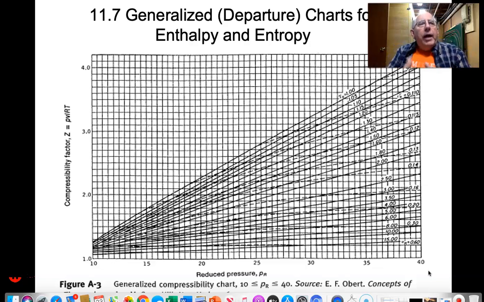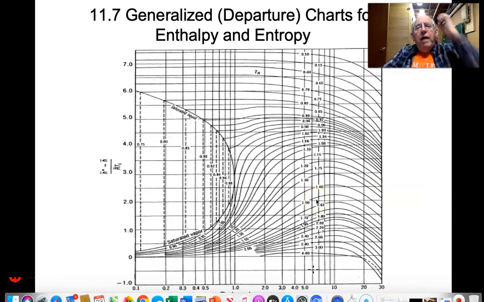And again, when I say high pressure, it's for a pure substance whose pressure is a certain fractional higher than its critical pressure. And the same thing holds for the temperature. And so now this is the result of using the compressibility and coming up with what we refer to as the departure chart for enthalpy.